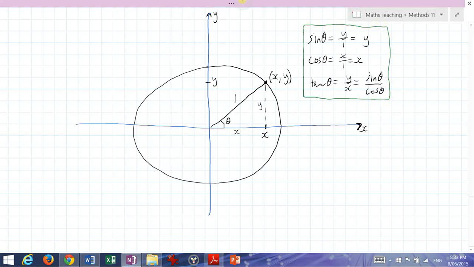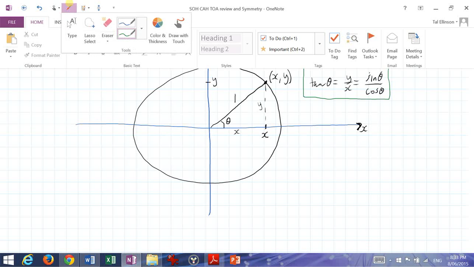Let's have a think now about drawing a line to another part of the circle.